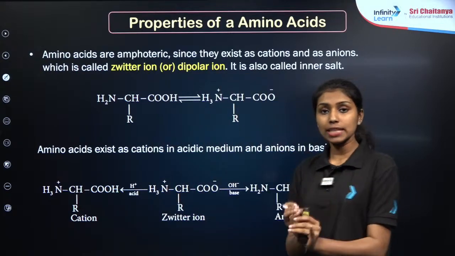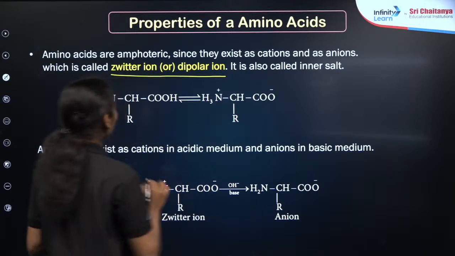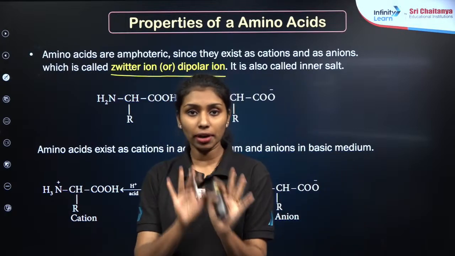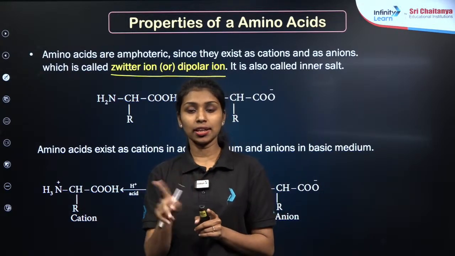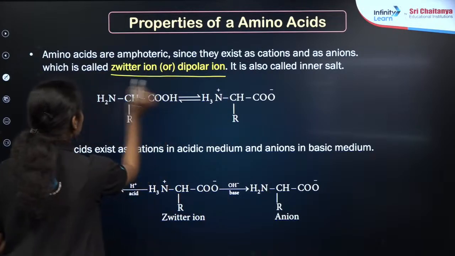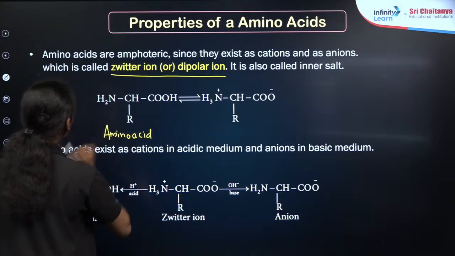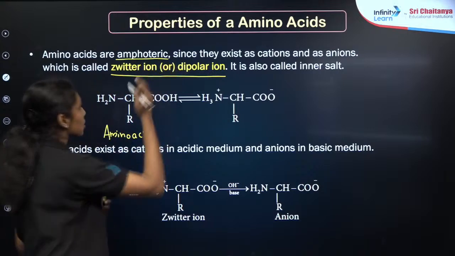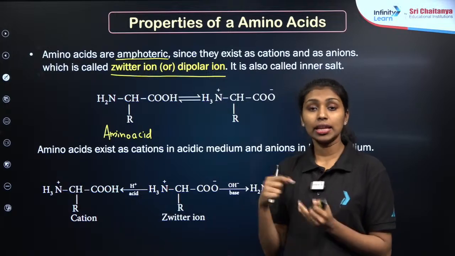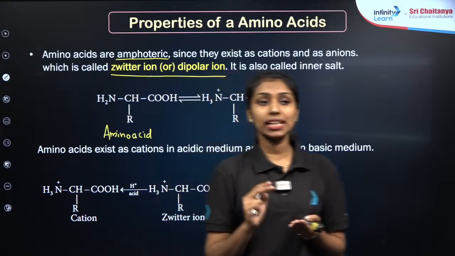While discussing the properties of amino acids, an important topic is the zwitterion effect, or zwitterion property of the amino acids. What do you mean by zwitterion? As we already know, in the case of amino acids, there are two functional groups: one is the amino group and the other is the carboxylic acid group. So amino acids can act as amphoteric, which means they can react with acids as well as bases. That property is known as amphoteric nature. The amphoteric nature of amino acids is explained by their zwitterion property.